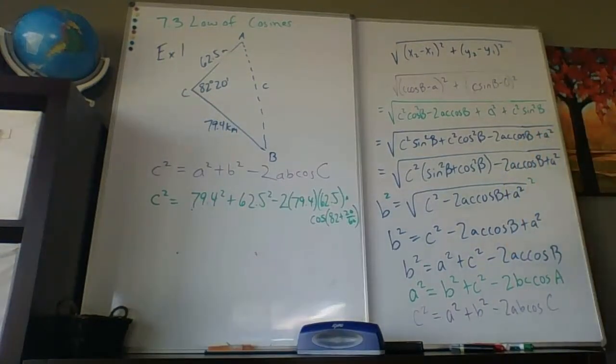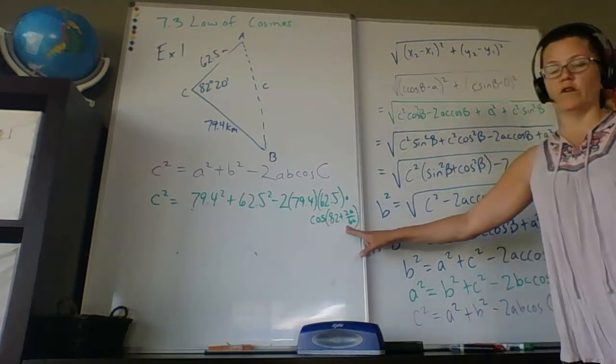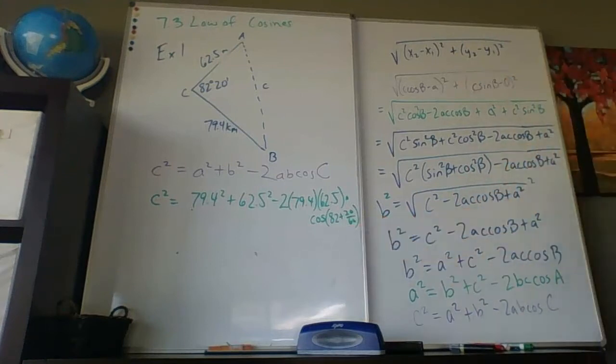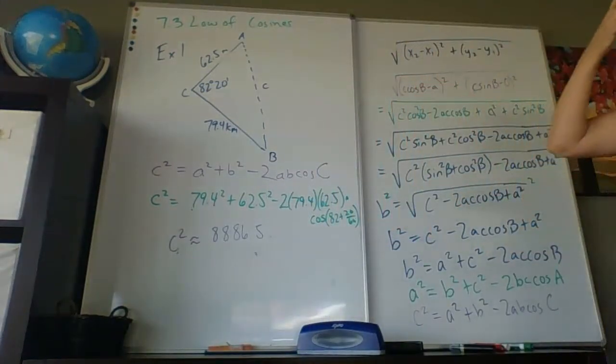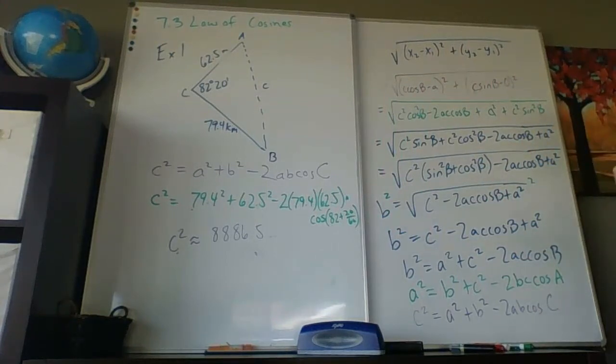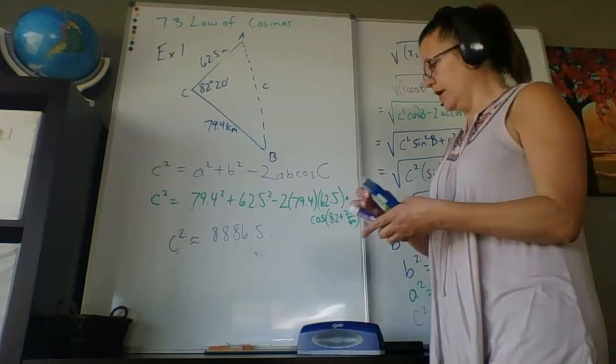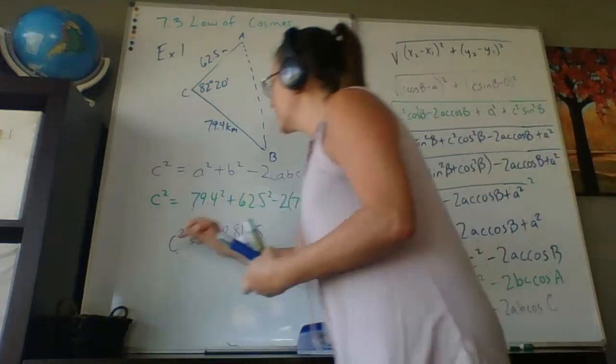So we get C squared equals 79.4 squared plus 62.5 squared minus 2 times 79.4 times 62.5 times the cosine of 82 plus 20 over 60, converting it into degrees. Plugging this all into the calculator at once carefully gives us C squared is approximately 8,886.5, but with other digits. We will keep that number in the calculator and take the square root of both sides.